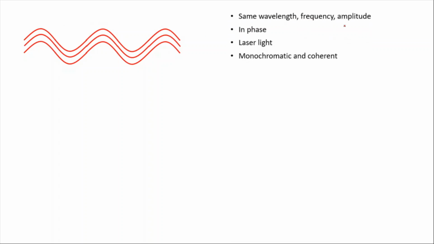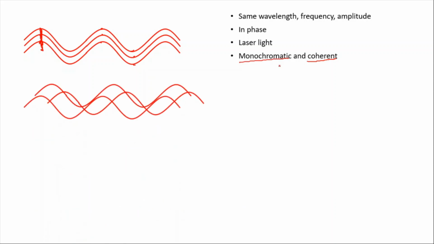Now assume these waves. As you see, these waves have the same wavelength, same frequency and amplitude. Look at the amplitude of this wave. This is the amplitude of this wave, this is the amplitude of the second wave, and this is the amplitude of the third wave. So they have the same amplitude, wavelength, and frequency, and they are also in phase. As you see, their crests coincide. Their troughs are also coinciding. So that's why this is called a coherent light. And it is both coherent and monochromatic, because same wavelength means same color, and since they are in phase, it is called coherent and monochromatic light.